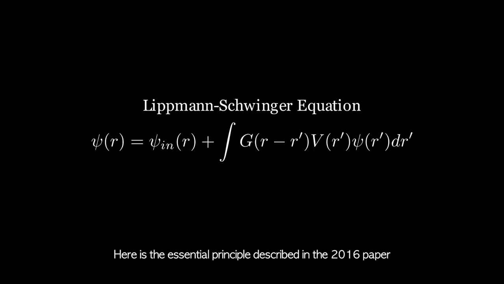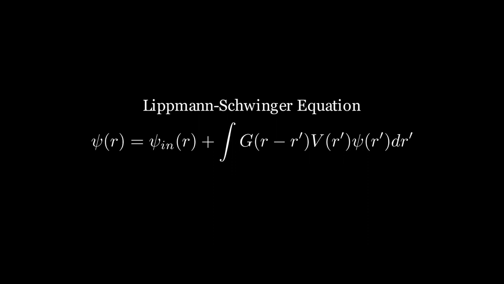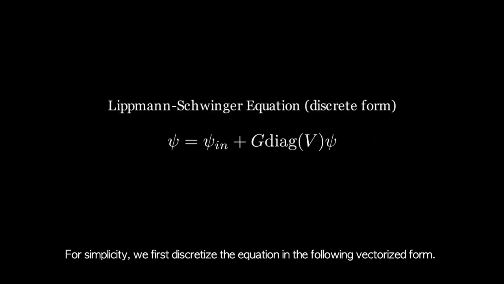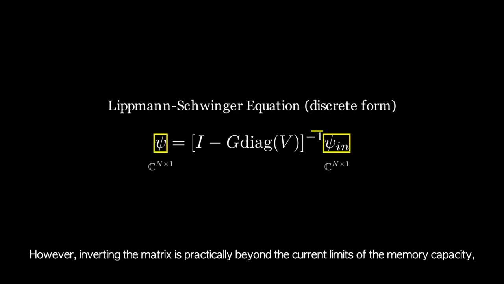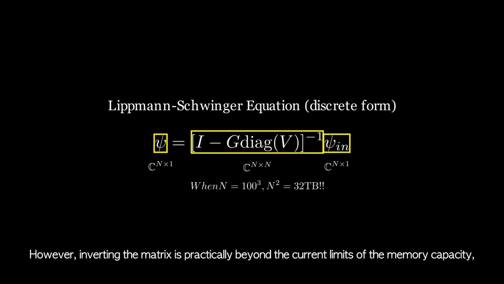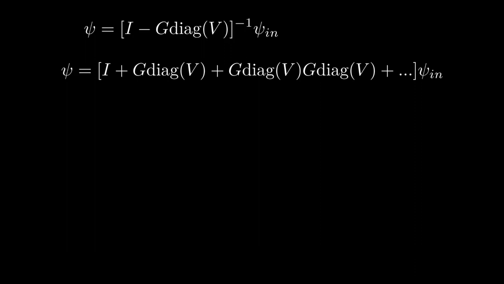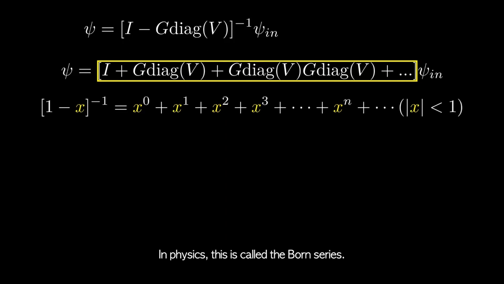Here is the essential principle described in the 2016 paper on how to efficiently and accurately compute the Lippmann-Schwinger equation. For simplicity, we first discretize the equation in the following vectorized form. Then the equation can easily be solved simply by taking the matrix inversion as follows. However, inverting the matrix is practically beyond the current limits of the memory capacity, so we have to rely on alternative methods. One simplest way is to use the Taylor expansion to make the matrix a polynomial series. In physics, this is called the Born series.